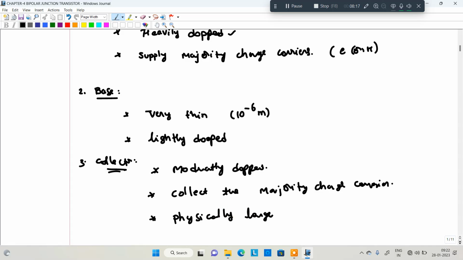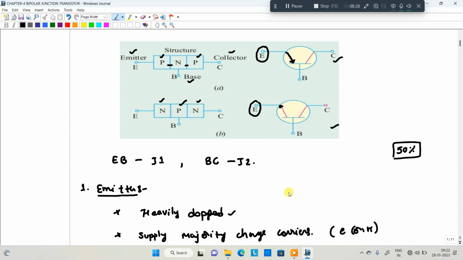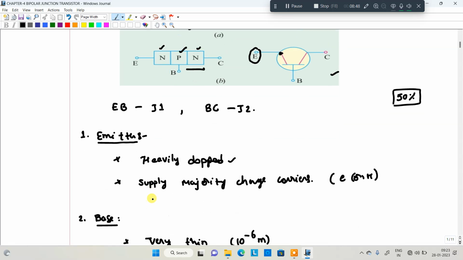Why is it physically larger? Because the emitter emits the electrons, they flow through the base, and then the collector is able to collect the electrons. That's why the layer width is more in a transistor compared to the width of the base and emitter. Got my point? The collector width is high, but it is moderately doped. Emitter width is moderate, but the emitter is heavily doped. So these points are basic points.